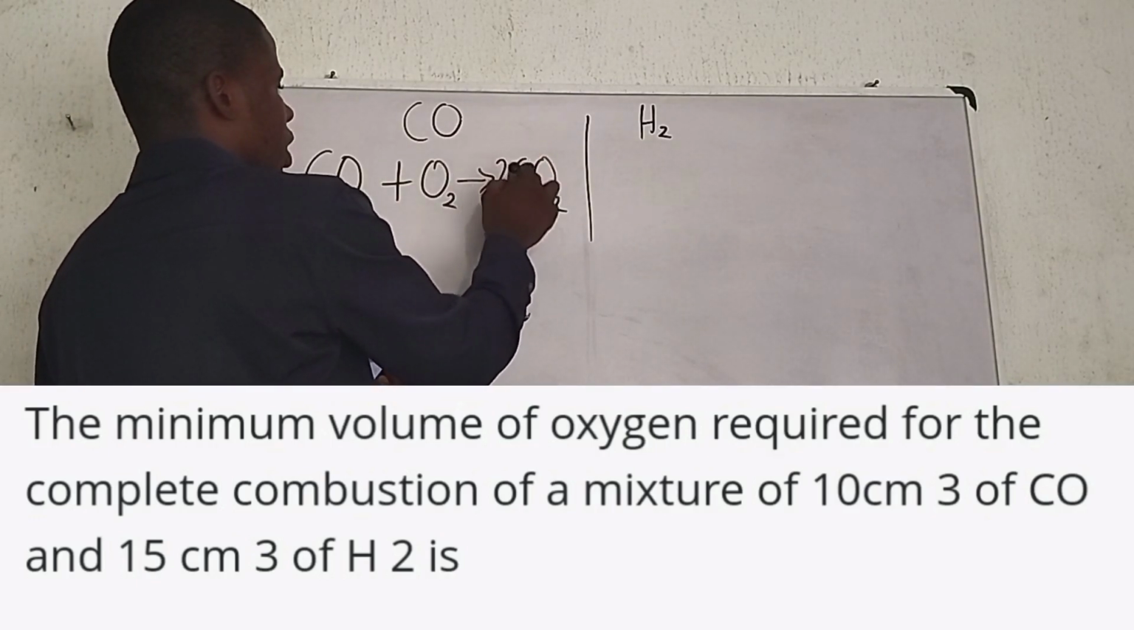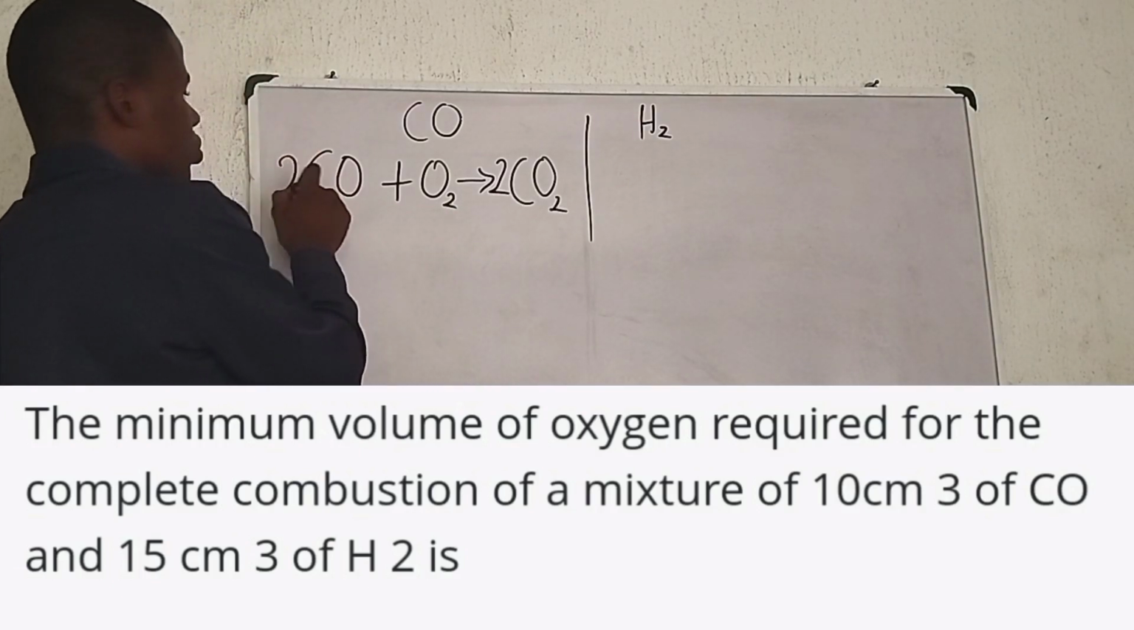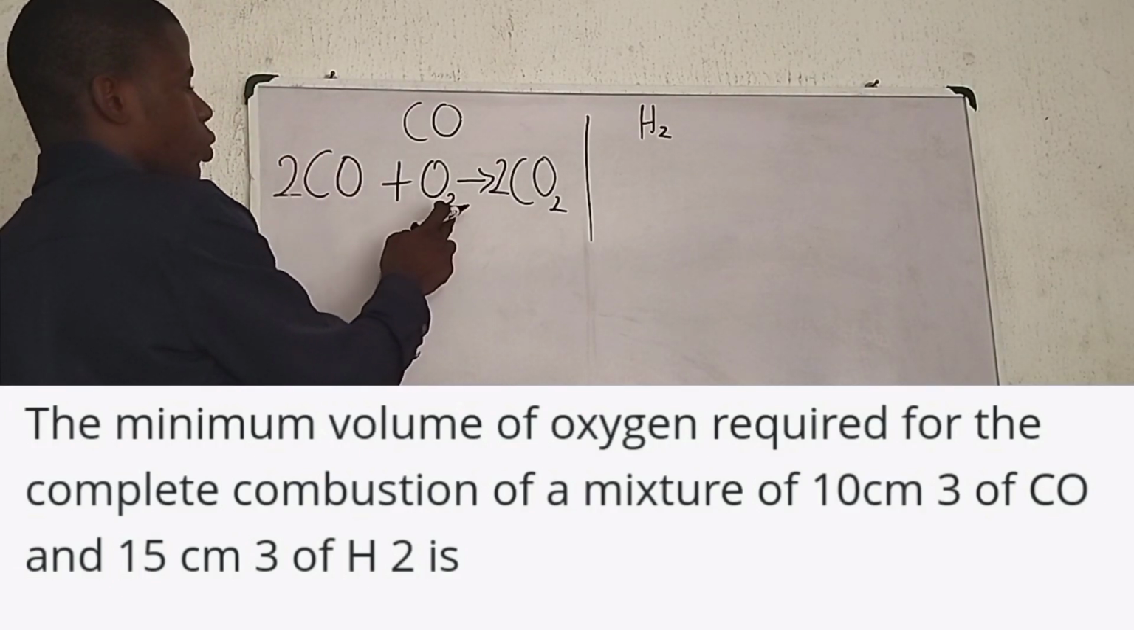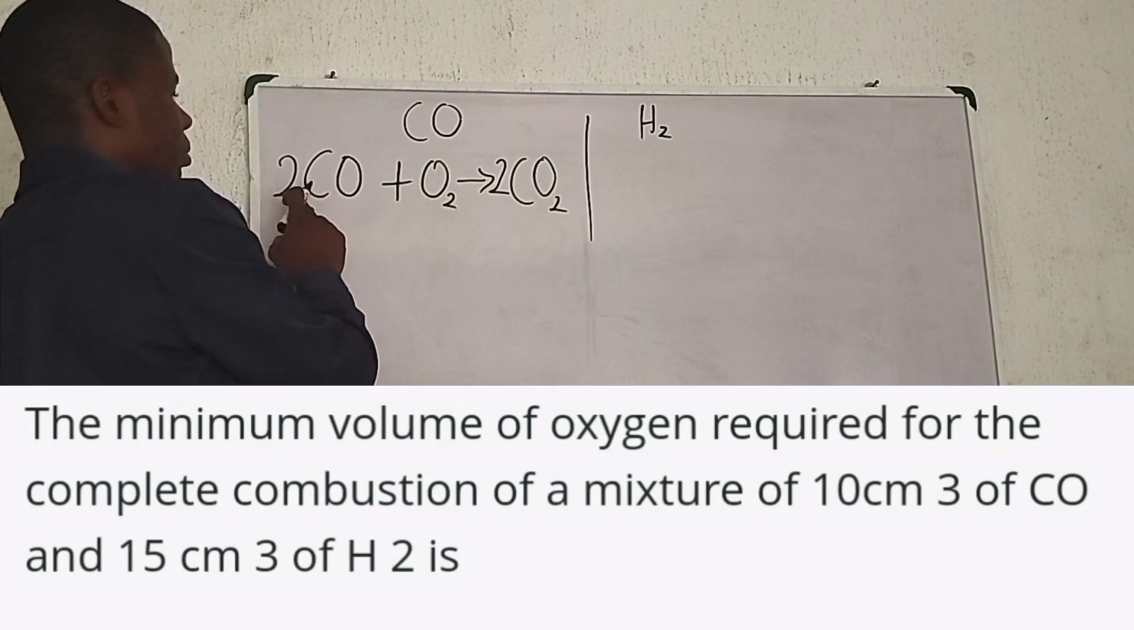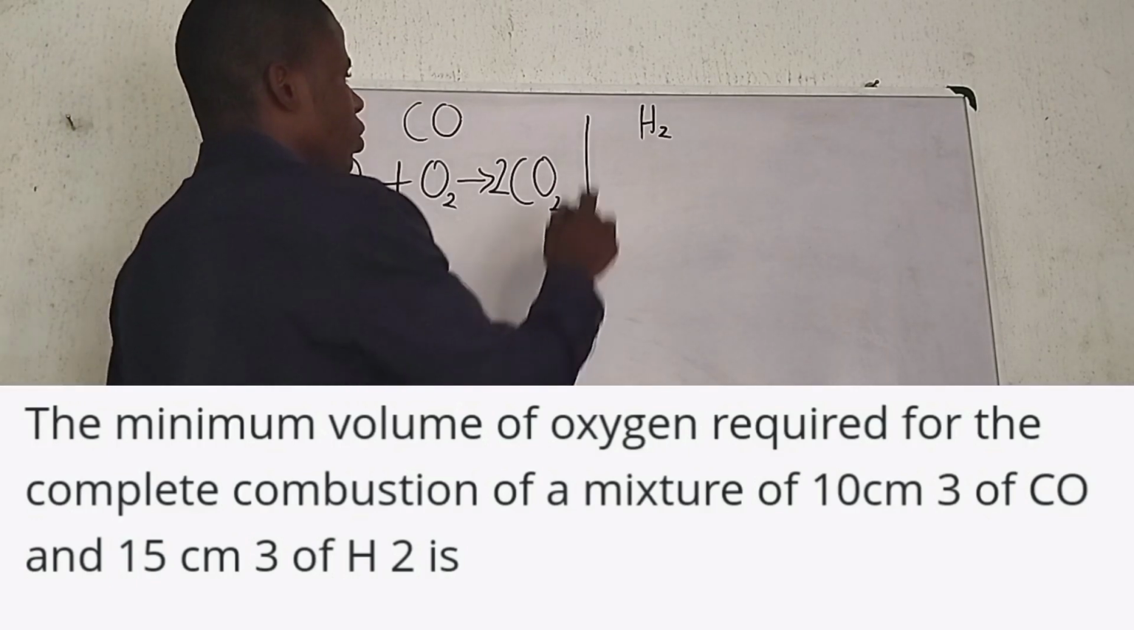If I try to put 2 here, so that oxygen becomes 4, and I put 2 here, 2 times 1, 2 plus 2, 4. Oxygen is now balanced. Then carbon, is it still balanced? Yes, carbon is now 2 and 2. Everything is balanced.